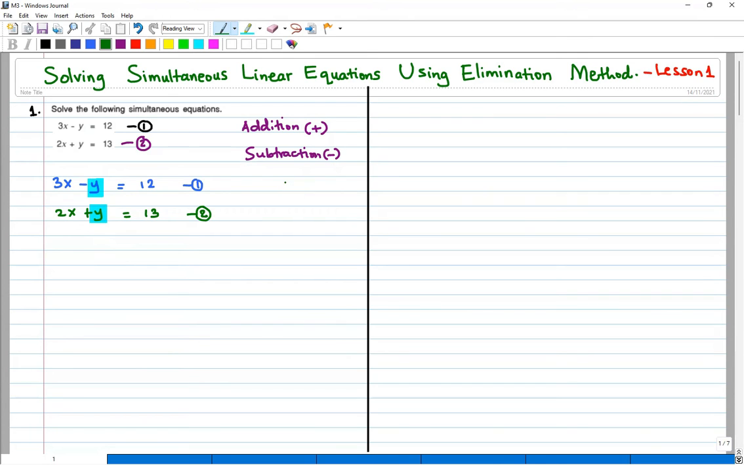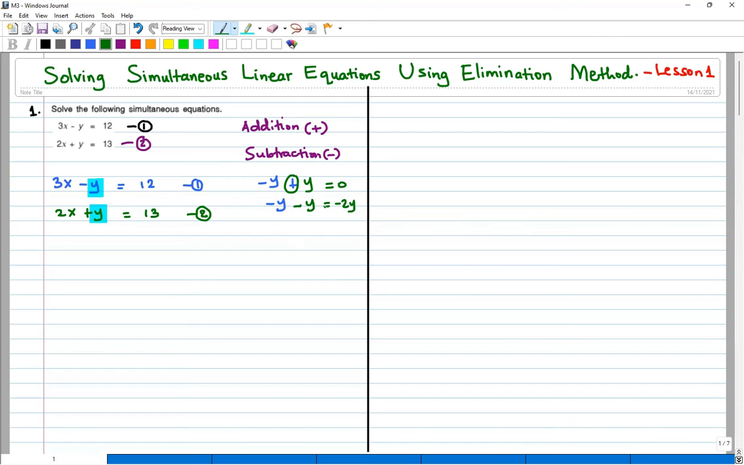See, if we have minus y in equation 1 and plus y in equation 2, if we choose to add, then minus y plus y will give us 0. But if we choose to subtract, minus y minus y will give us minus 2y.